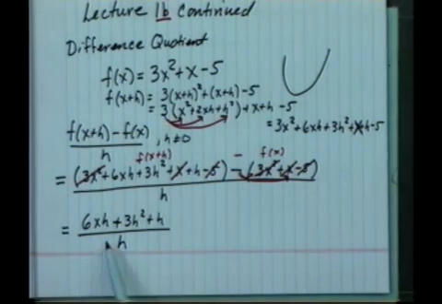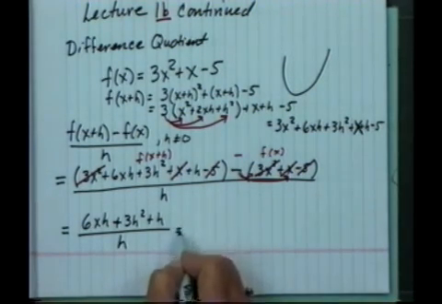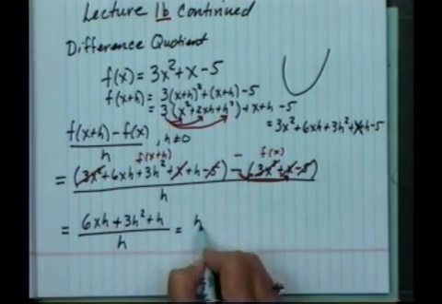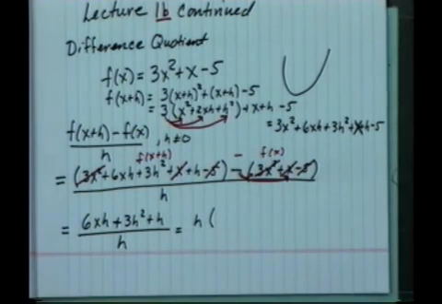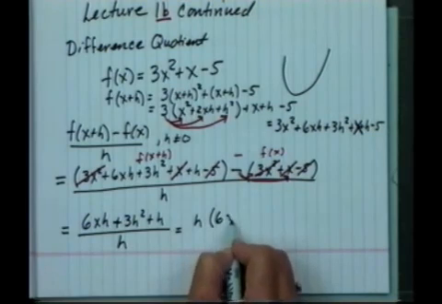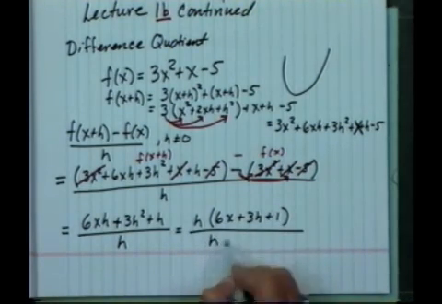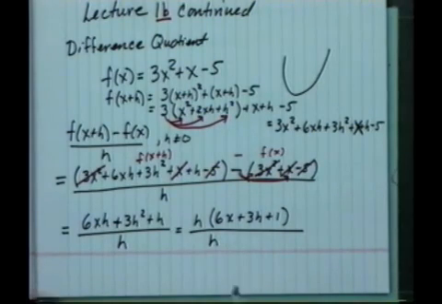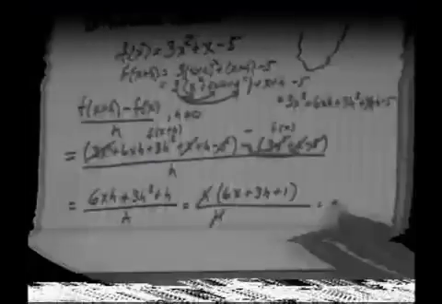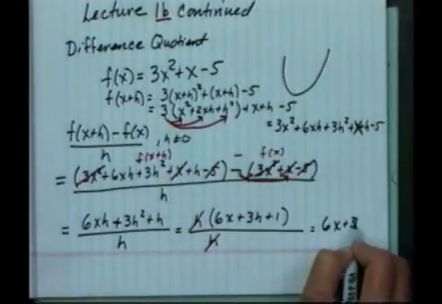How are you going to simplify this? Factor out h. You notice that in the numerator, h is a common factor in all three terms. So I'm going to factor out the common factor h, using the distributive property in reverse. So I have h times 6x plus 3h plus 1, divided by h. Now the h's will divide out because h over h is equivalent to 1. And this gives me 6x plus 3h plus 1.